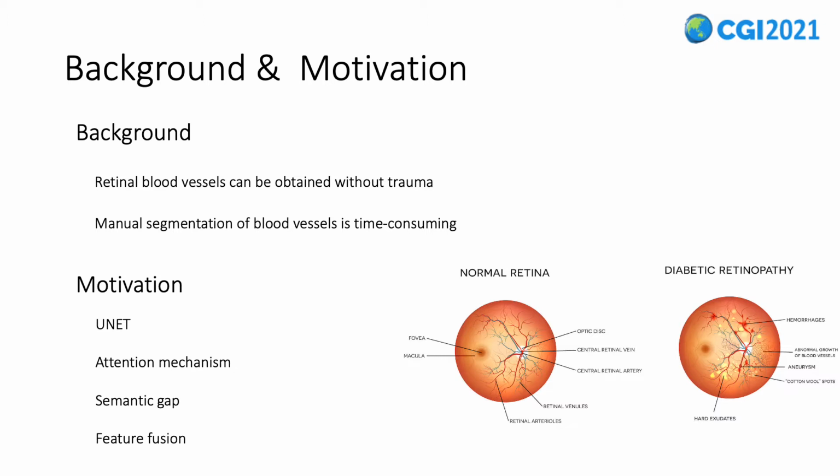The attention mechanism in deep learning is inspired by human attention and is widely used in various types of deep learning tasks, such as natural language processing, image classification, and speech recognition. Semantic gaps are usually caused by concatenating the features directly, and feature fusion is also an important way to improve segmentation results by fusing feature maps of different sizes.